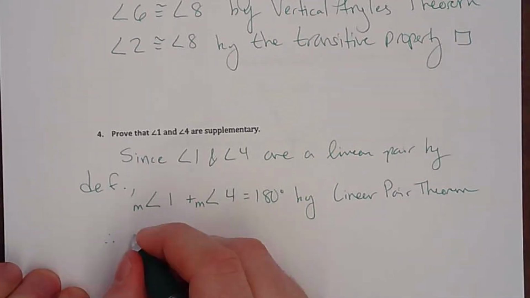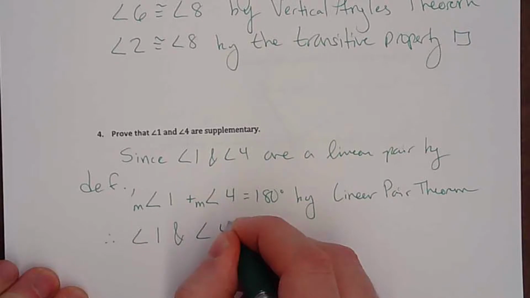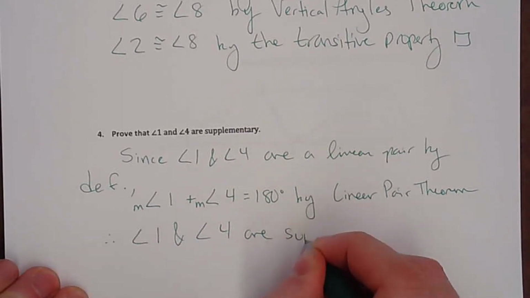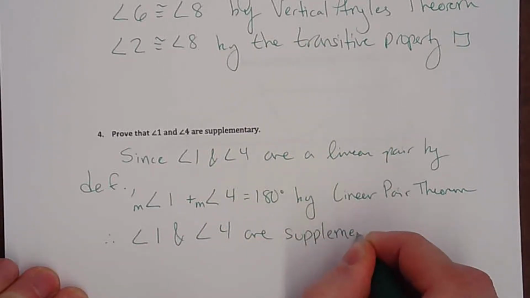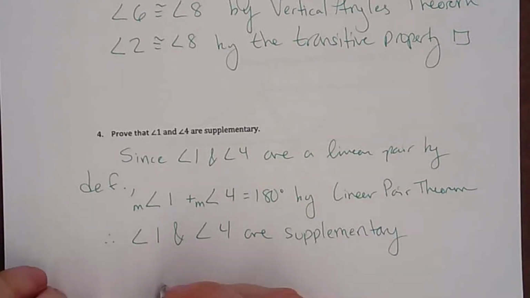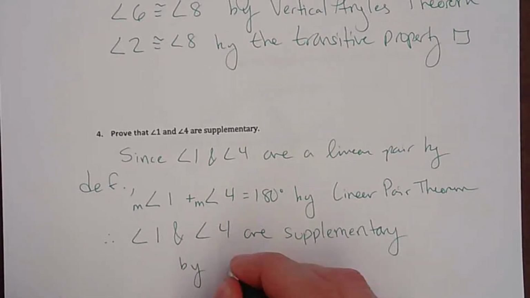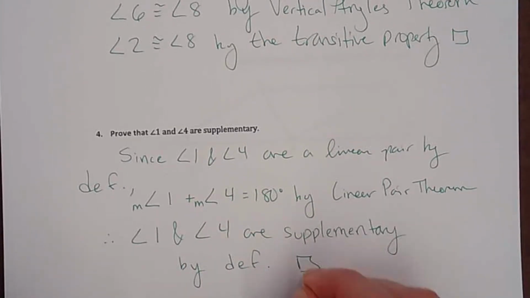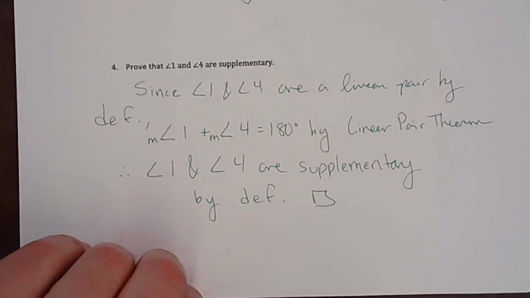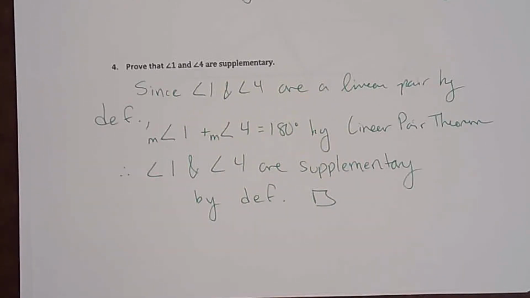Therefore, angle 1 and angle 4 are supplementary. And how do we know that? Because by the definition of supplementary, right? Supplementary says they add up to 180. So by definition. How do you feel about that one? Yeah?